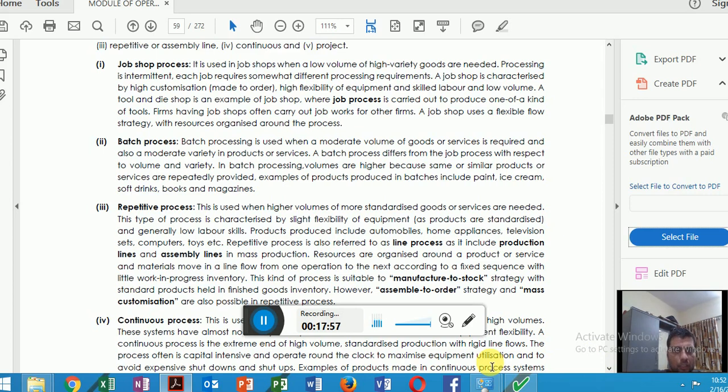So what I want to say here is that in batch processing, the volumes increase, product quantities increase, but one thing should be kept in mind: the cost should not increase after a particular level. This was regarding the batch processes.